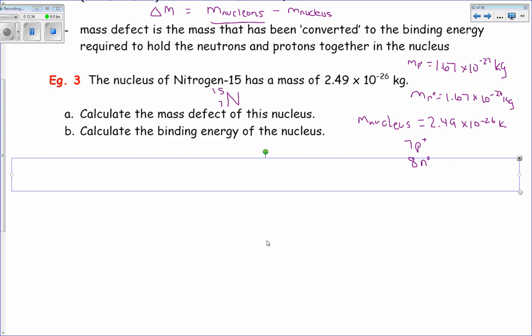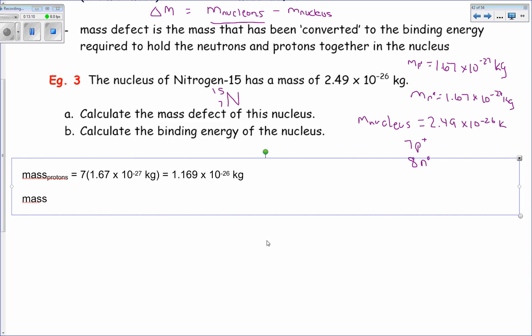Okay, so the mass of the protons is equal to 7 times 1.67 times 10 to the negative 27 kilograms. Okay, and that's equal to 1.169 times 10 to the negative 26 kilograms. So that's the mass of the protons.